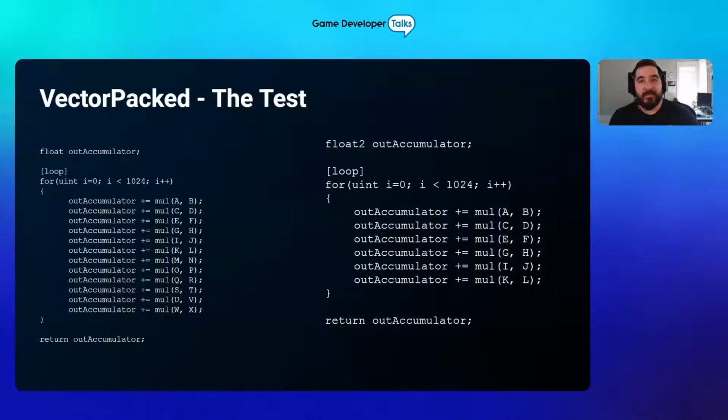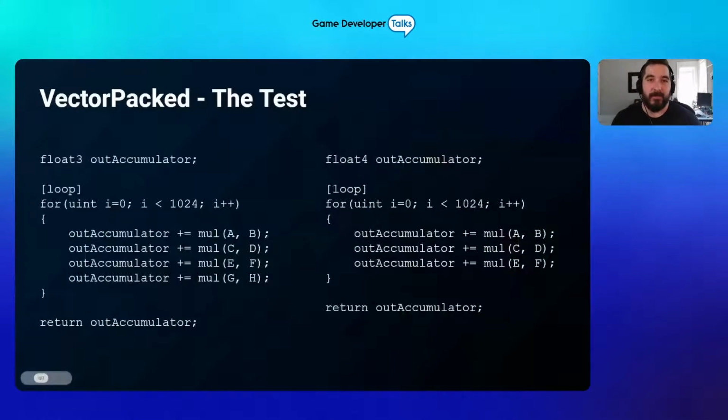So to test this, I started with 24 scalar parameters input into a custom expression, and then I multiplied the first two together and added that to the out accumulator, and the second two, and so on and so on. And then for float 2s, I pre-append A and B and C and D, and then I multiply AB times C D and so on. And then for float 3s, I would append together ABC and then multiply that with DEF. And finally, for float 4s, I append ABCD and multiply that with EFGH and so on and so forth.